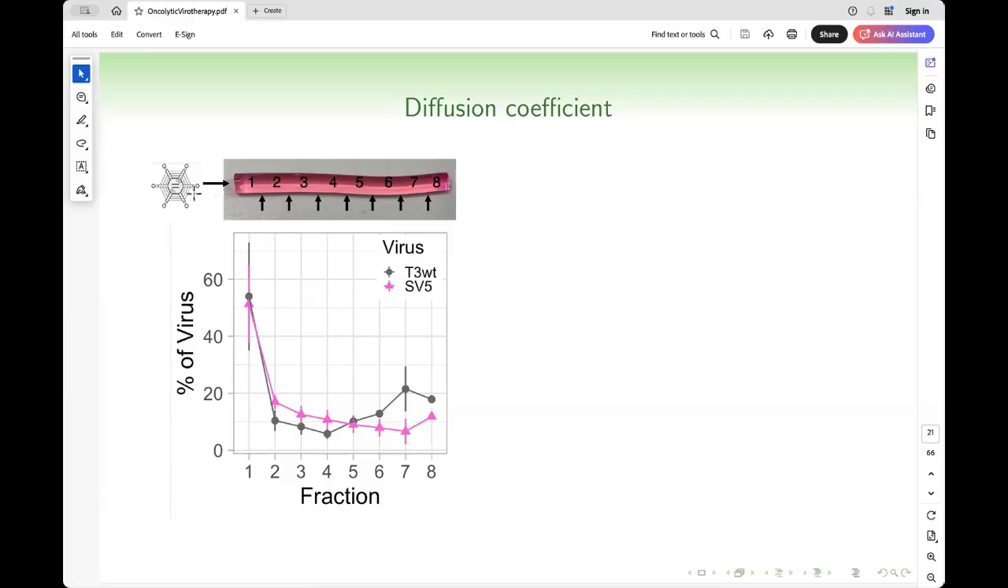There are no cells in here. And they put the virus here at block number 1 and then measured the concentration of the virus in these compartments 2, 3, 4, 5, 6, 7, 8 over time. And then we get this here. And so this is the solution of a heat equation. It's just a pure diffusion process which we can fit here.